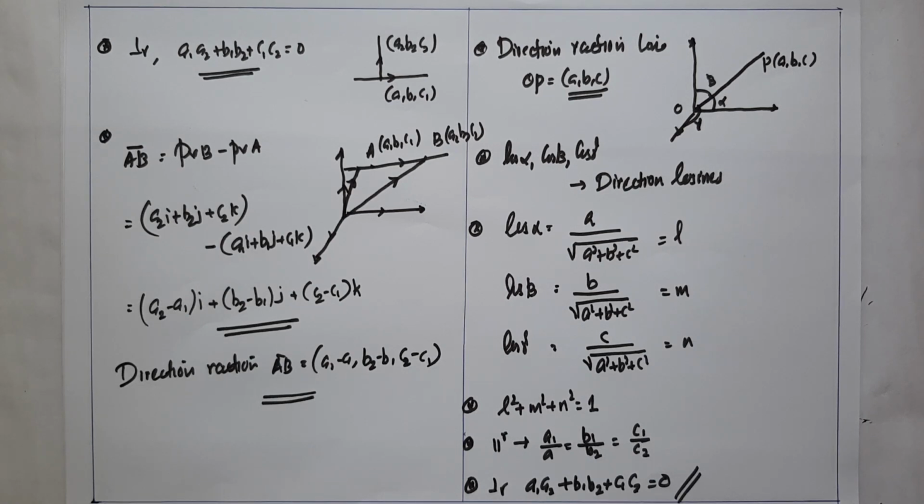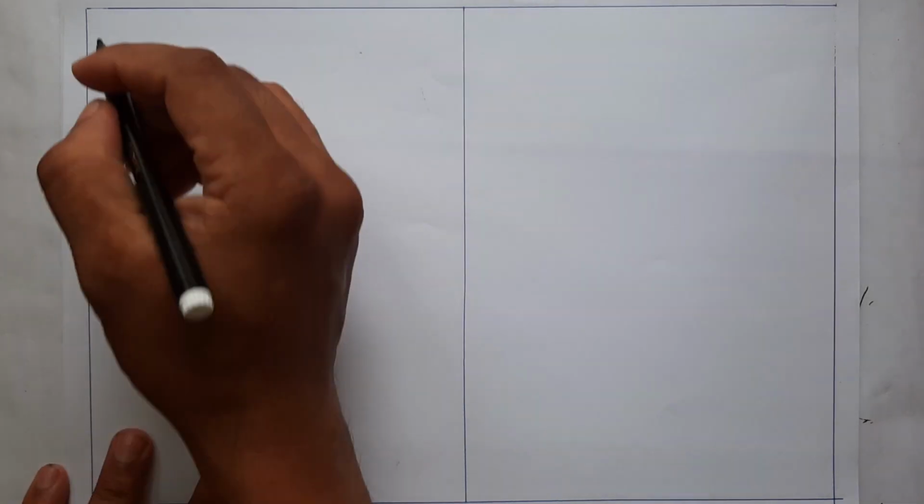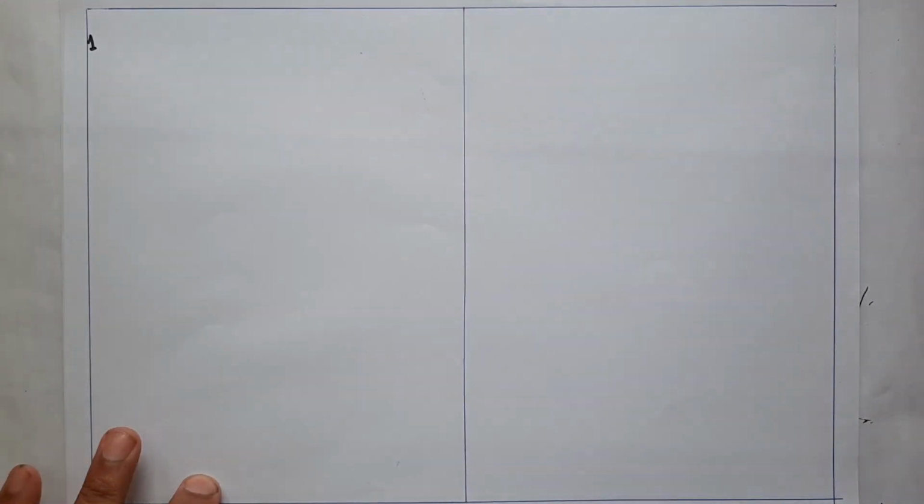And the sum of the squares of direction cosines is equal to 1. The condition for parallel and the condition for perpendicularity are also noted. Okay. Now we start some problems based on this topic. First question.